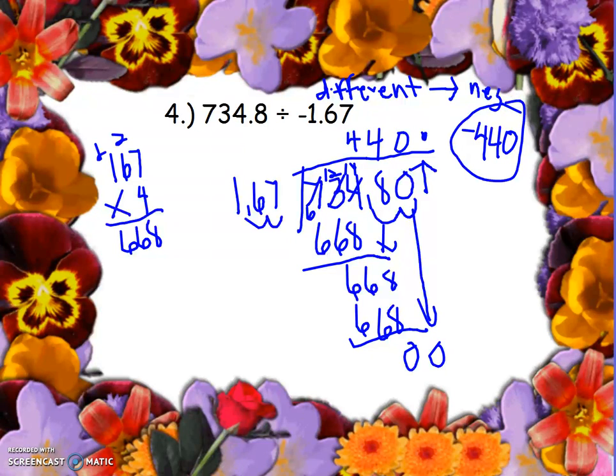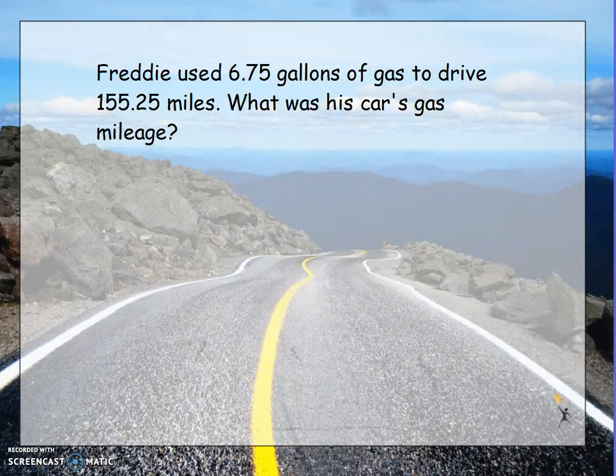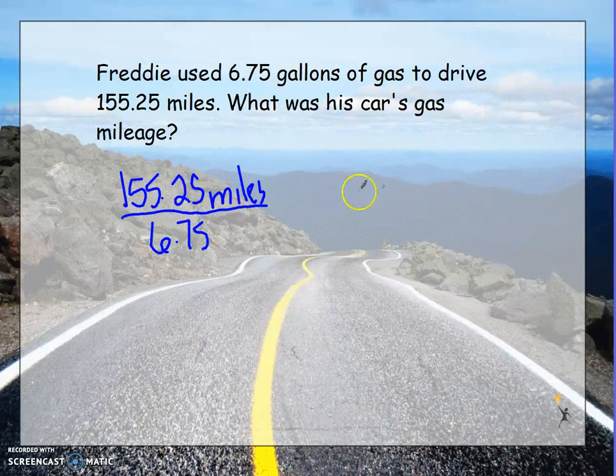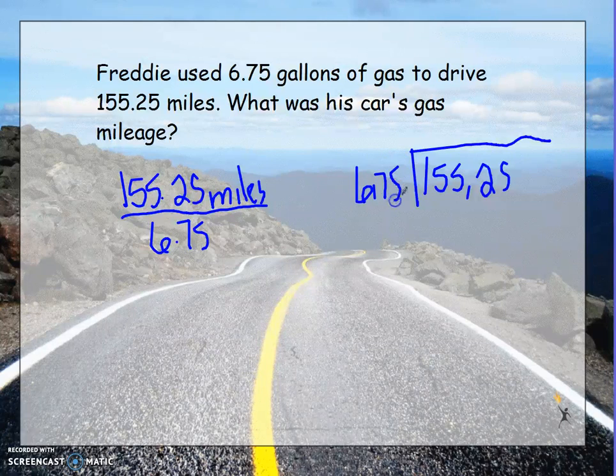Alright, let's take a look at the last one. Freddie used 6.75 gallons of gas to drive 155.25 miles. What was his car's mileage? So we want miles per gallon. So 155.25 divided by 6.75. 155.25 is going to go inside the house. 6.75 goes outside the house. We're going to have to hop it twice.